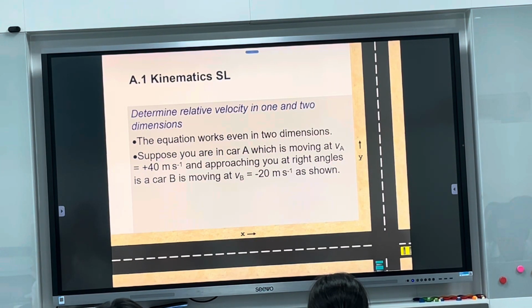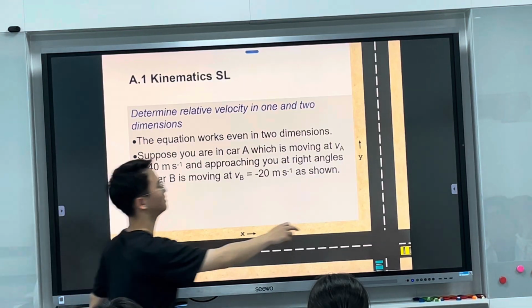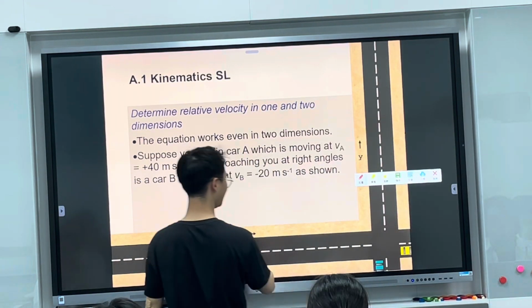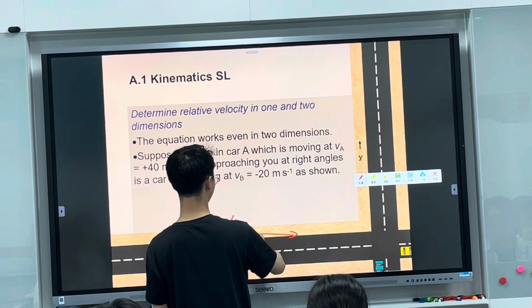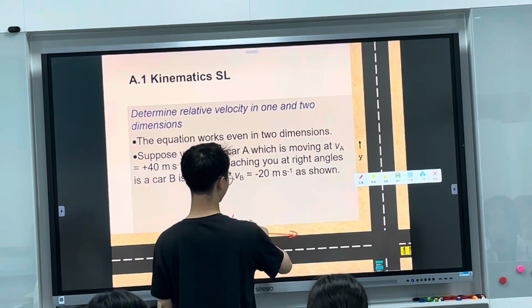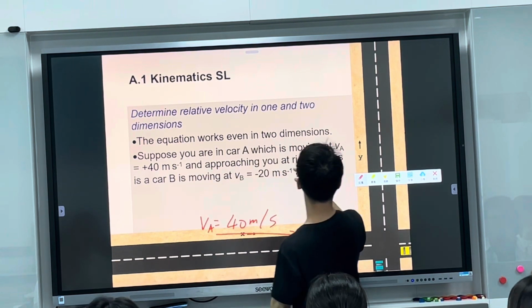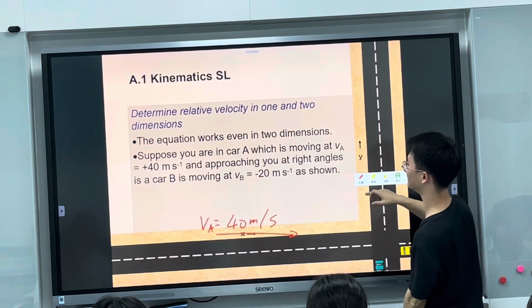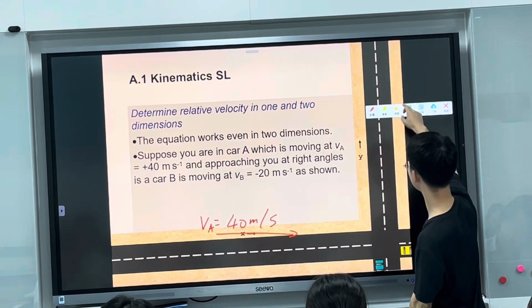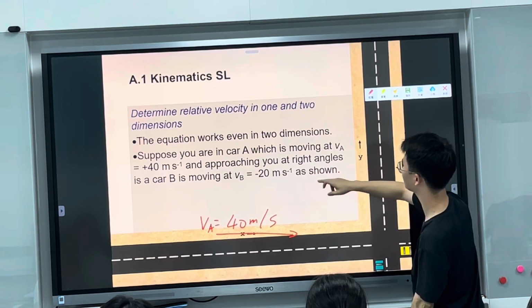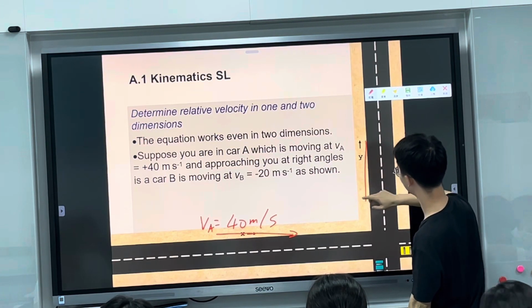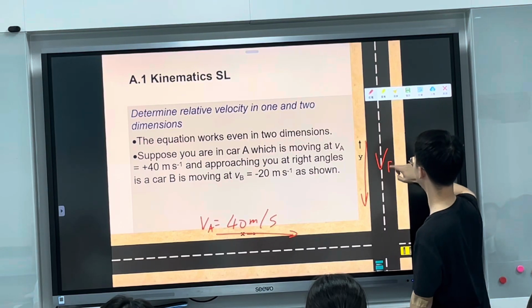What about in 2 dimensions? Let's think about this. If you are in car A, which is moving at VA equal to positive 40, that means your velocity is this way. But car B is at a right angle, moving at negative 20 as shown. So if it's negative 20, it should go in this direction, right? dV equal to 20.